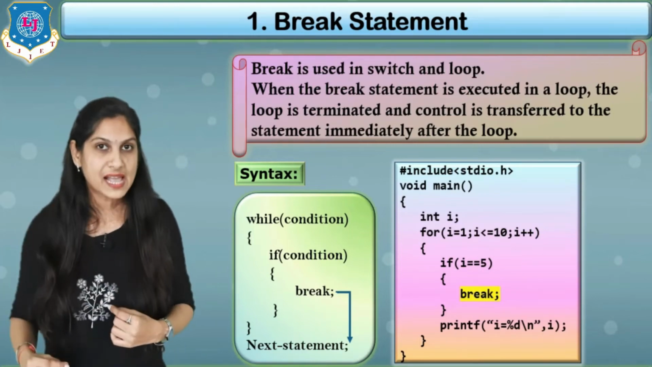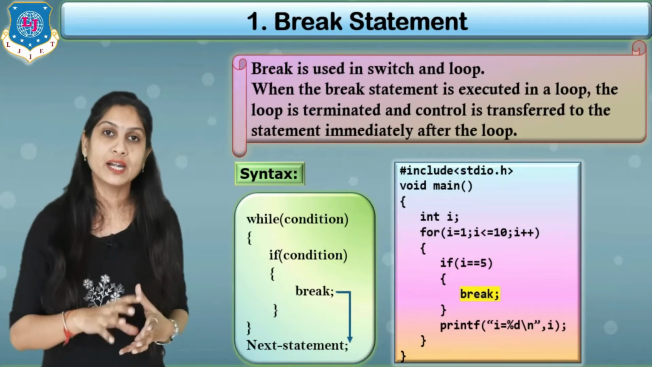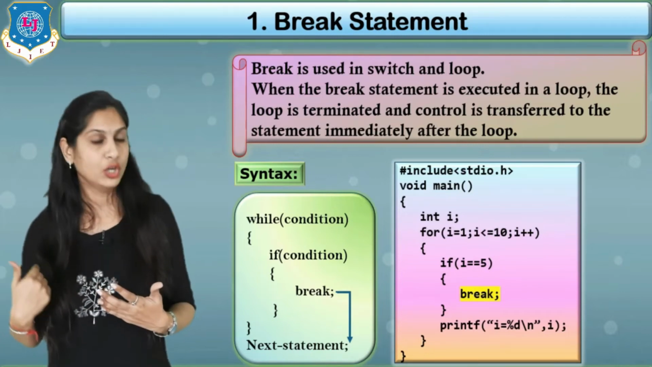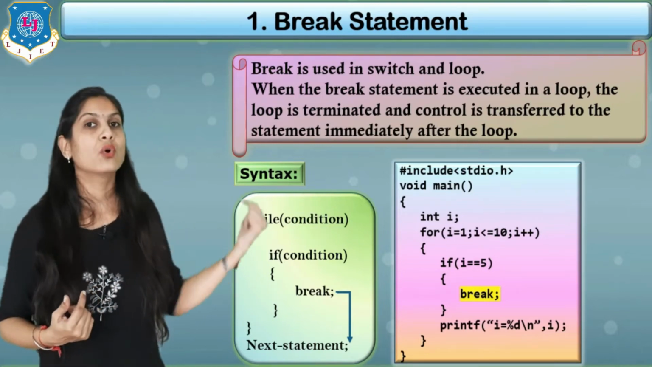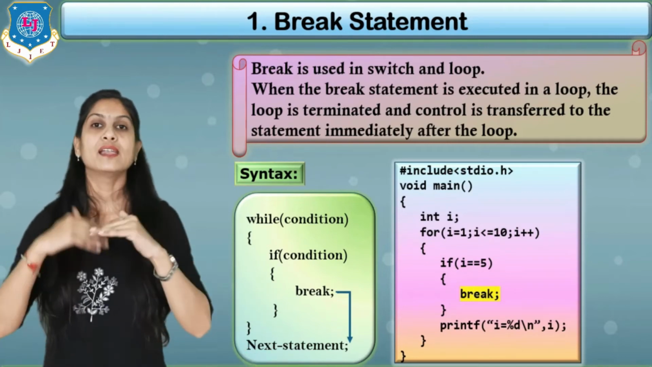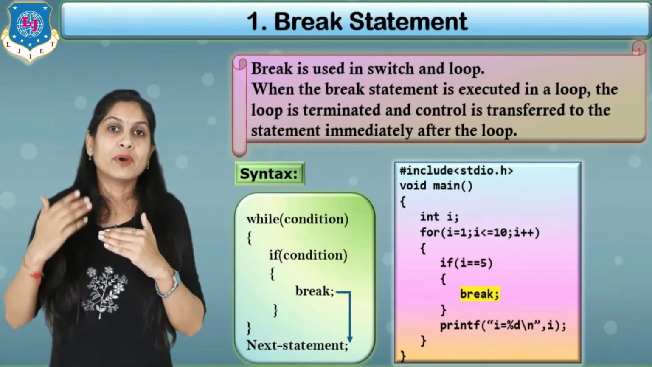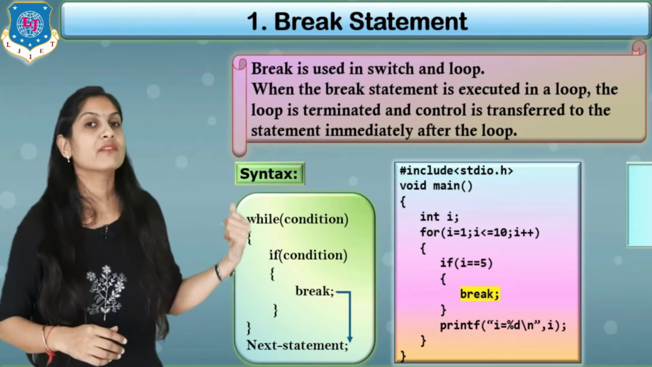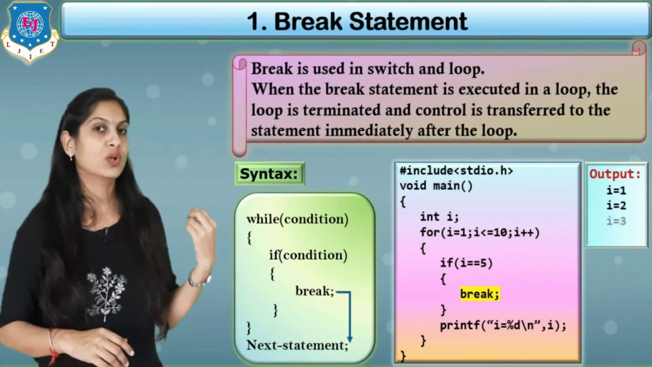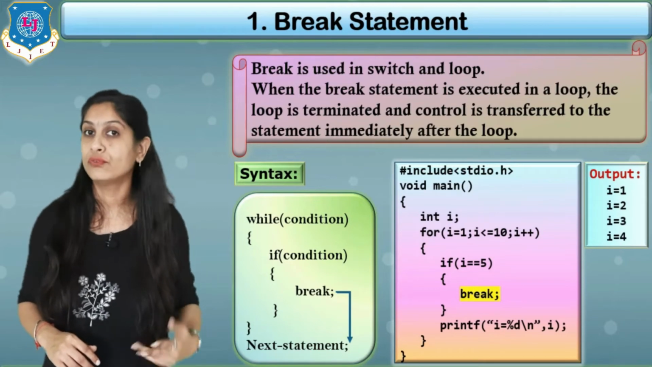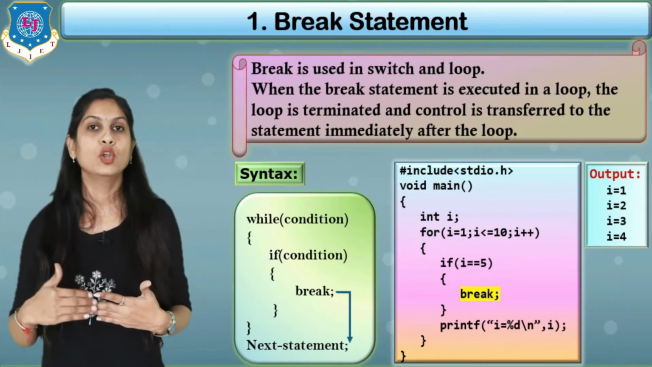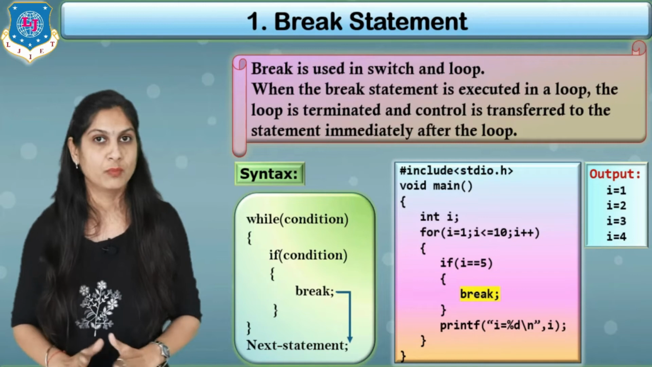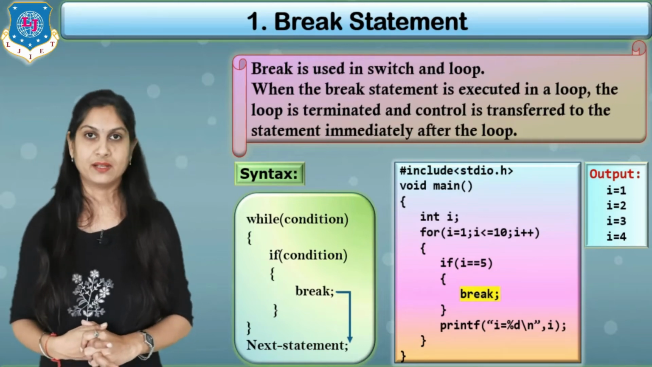When the break is executed, it stops the current loop and goes out of the loop. So simply our cursor goes out of the loop, and the loop, which would have been performed 10 times, will be stopped. Clear? So here our output is just i equals 1, 2, 3 and 4. The remaining loop execution will be stopped. That is the use of break.